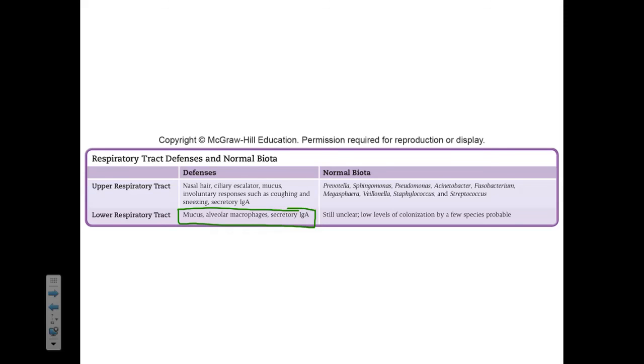Within the upper respiratory tract, there's a wide variety of normal biota that will typically vary from individual to individual based on their disease state and their lifestyle choices. And within the lower respiratory tract, it's kind of unclear. It's difficult to retrieve samples from the lower respiratory tract and culture them and ensure that there was no contamination from somewhere else.